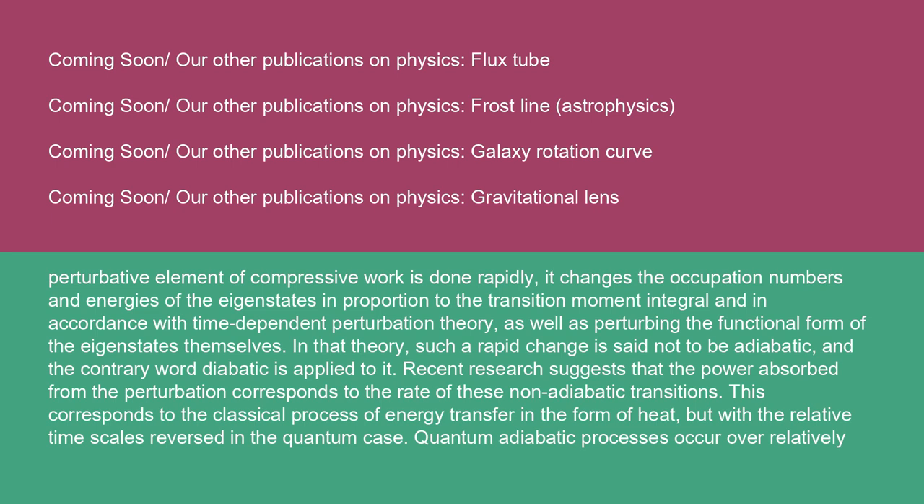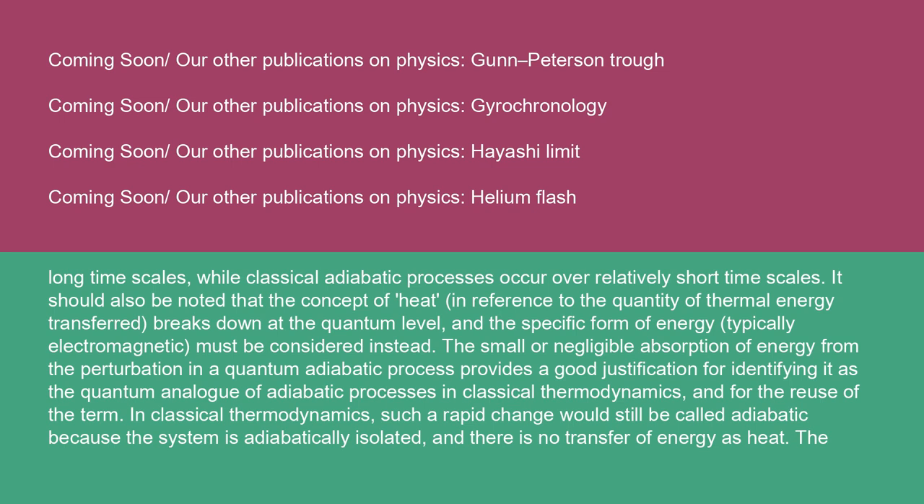This corresponds to the classical process of energy transfer in the form of heat, but with the relative time scales reversed in the quantum case. Quantum adiabatic processes occur over relatively long time scales, while classical adiabatic processes occur over relatively short time scales. It should also be noted that the concept of heat in reference to the quantity of thermal energy transferred breaks down at the quantum level, and the specific form of energy, typically electromagnetic, must be considered instead.